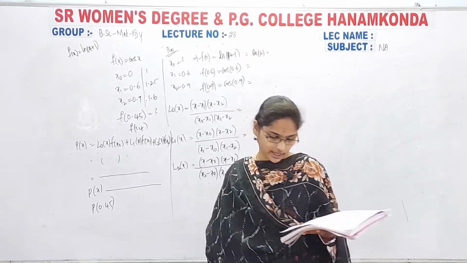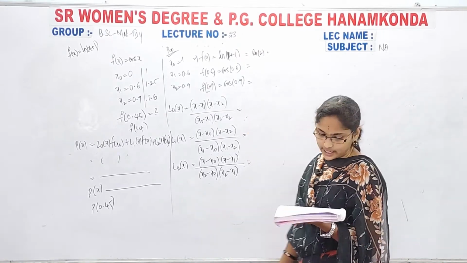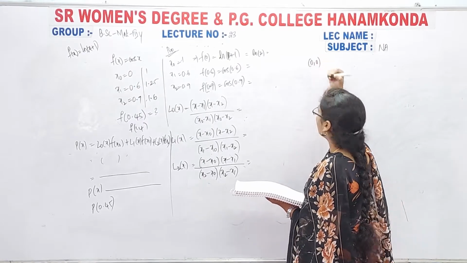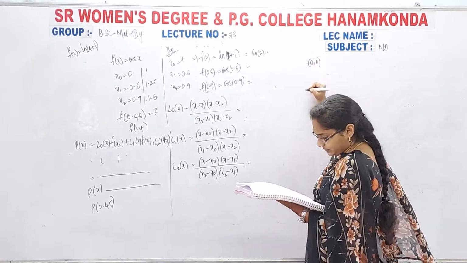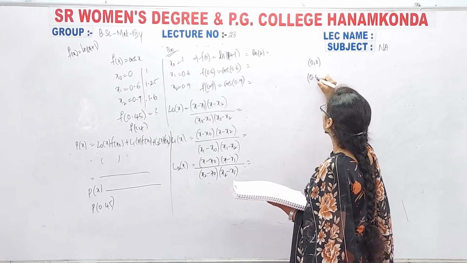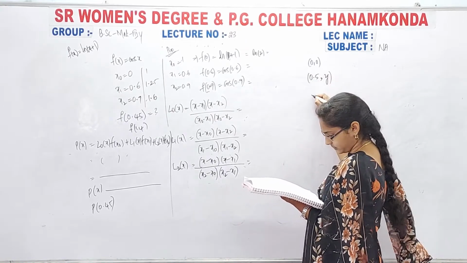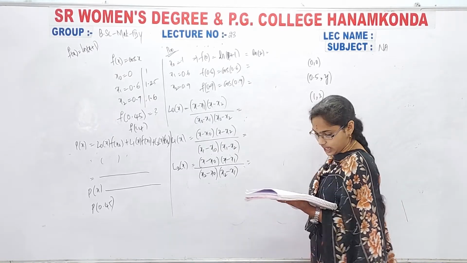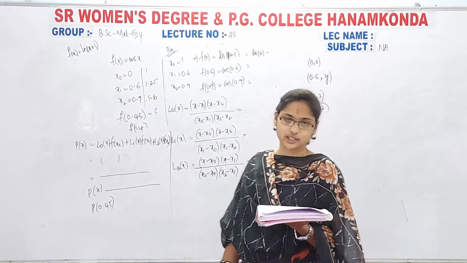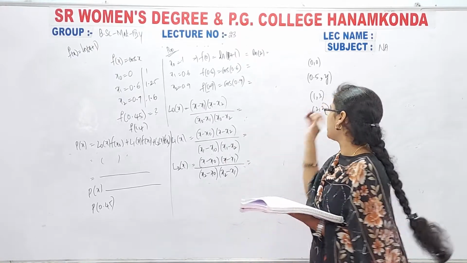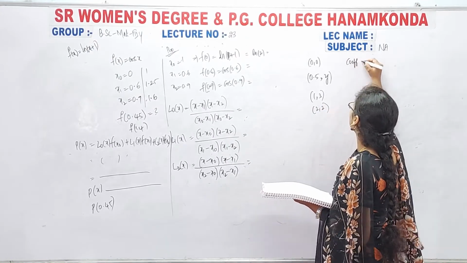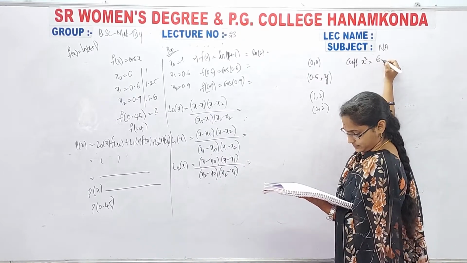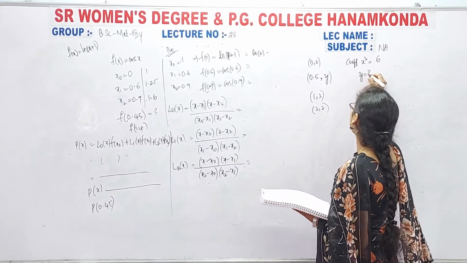Let p3 of x be the interpolating polynomial for the data 0, 0, 0.5, y, 1, 3, 2, 2. The coefficient of x cube in p3 of x is 6. Find y. We have to calculate y.